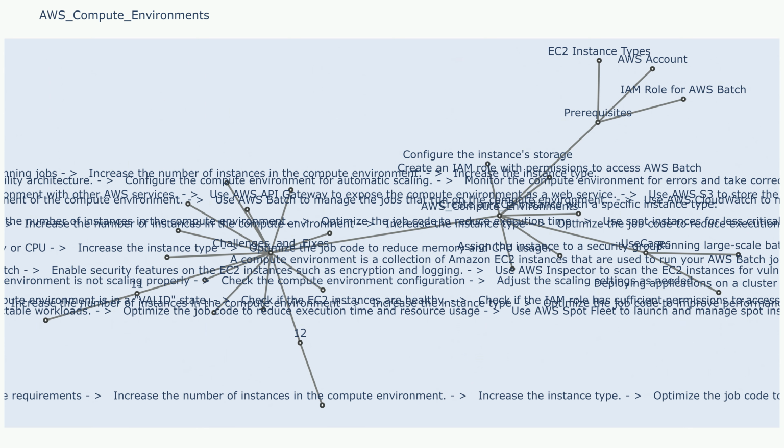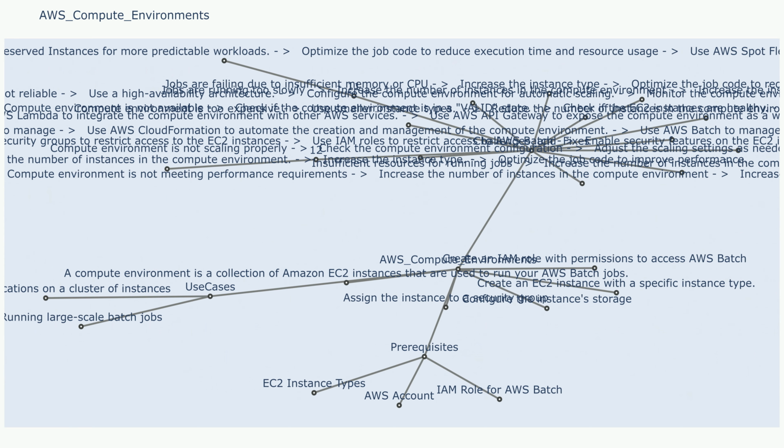Challenge: jobs are running too slowly. Fixes: increase the number of instances in the compute environment. Increase the instance type. Optimize the job code to reduce execution time.